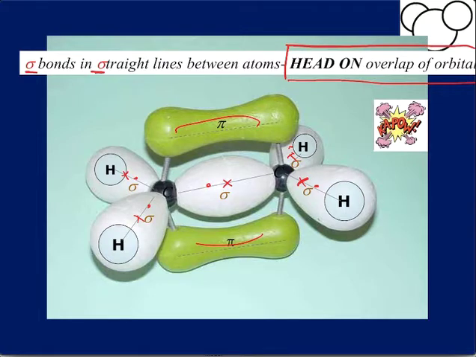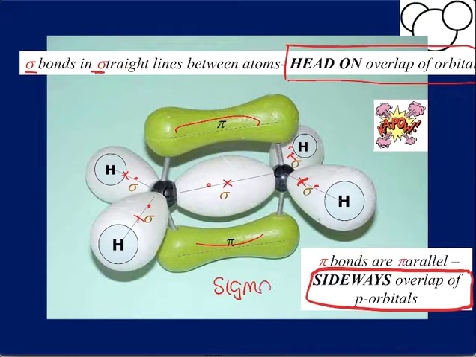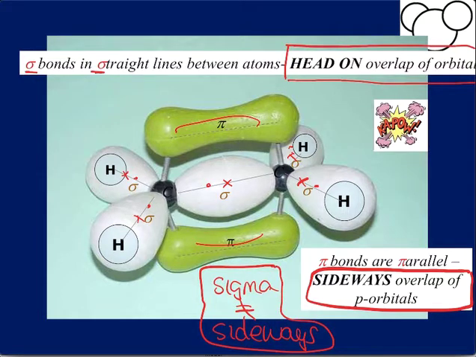So sigma bonds are head-on overlap of orbitals, and the pi bonds are kind of parallel to your sigma, and they are described as being sideways overlap of p orbitals. Now in my head I just remembered that sigma is not sideways, so sigma is not equal to sideways. That's the way that I put it in my head. So I always know that sigma is head-on overlap of orbitals, but the pi bonds are sideways overlap, and specifically of p orbitals. If you forget that p, then you've kicked the 3 points away.